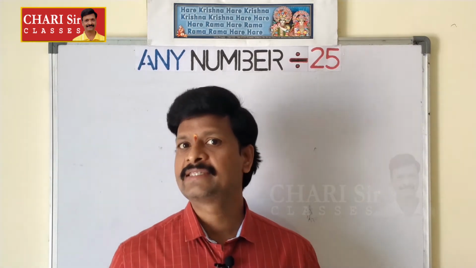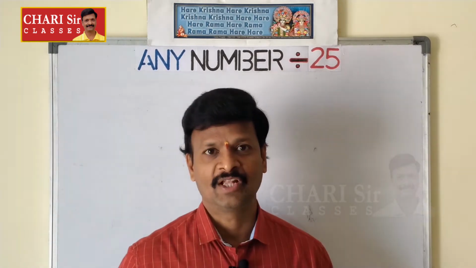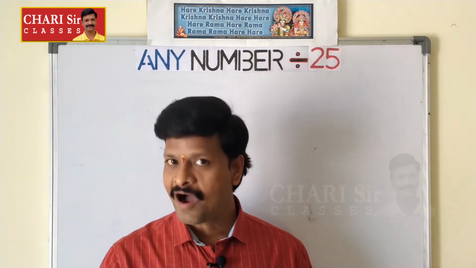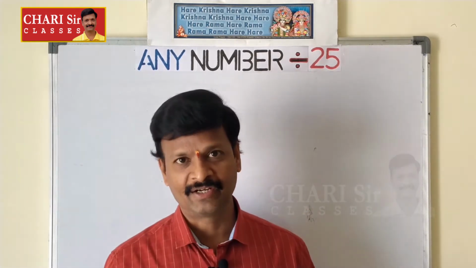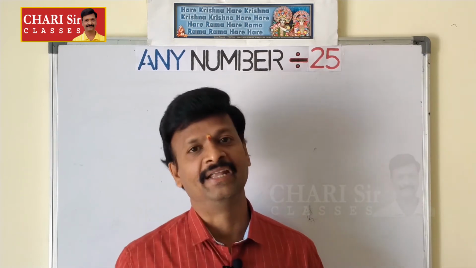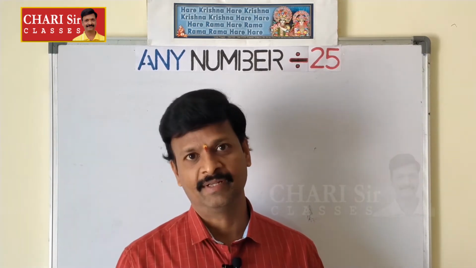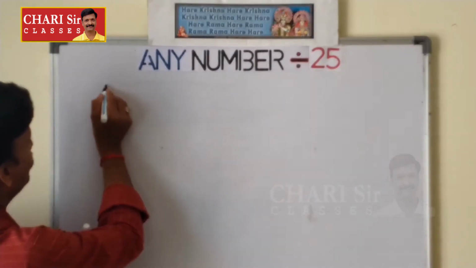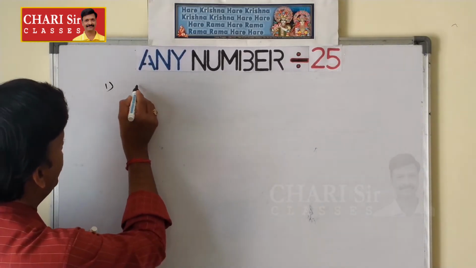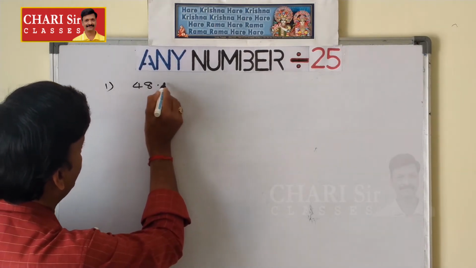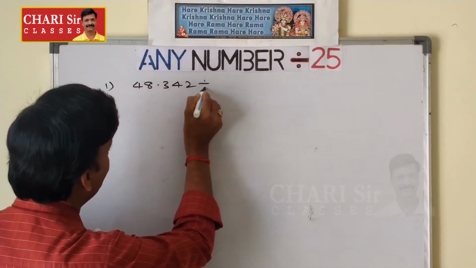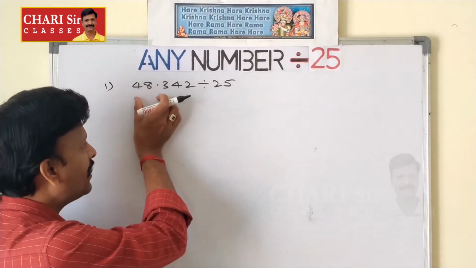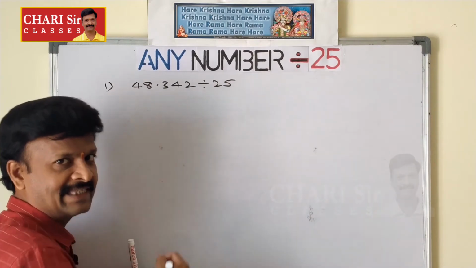Now let's see some decimal numbers also. Sir, suppose sometimes decimal numbers are given, how to divide by 25 or 2.5 or 0.25? This is the decimal division. So how to do it with decimals? Let's consider some examples and try to understand. Suppose the number given is 48.342 divided by 25. I am taking this as a decimal number and this is 25. After that, a decimal divisor we will consider in the next examples.